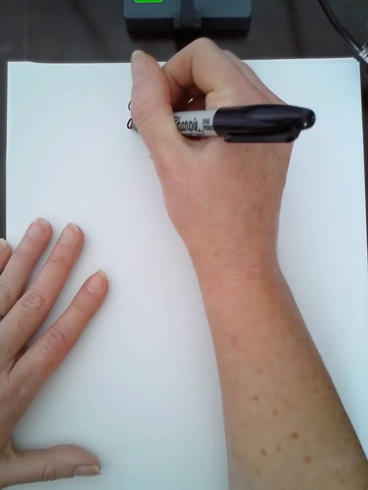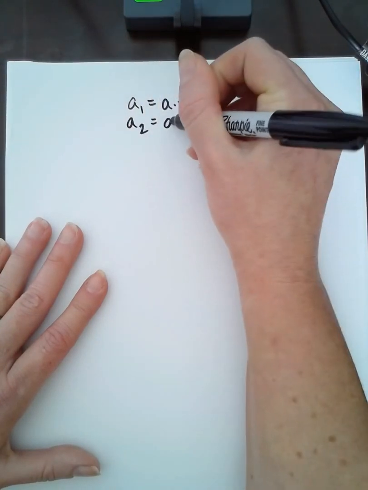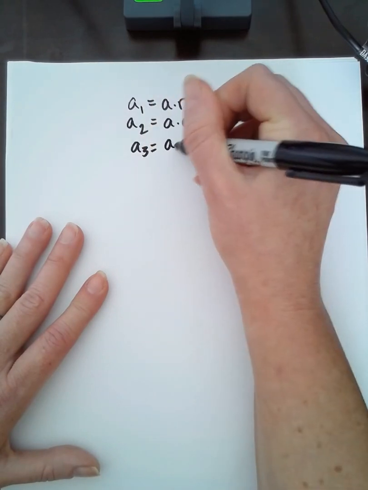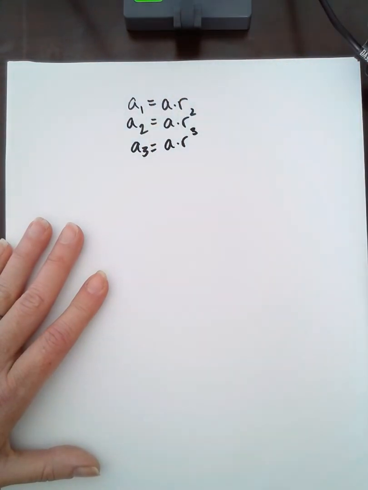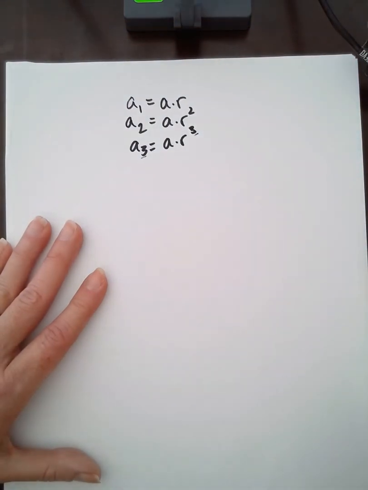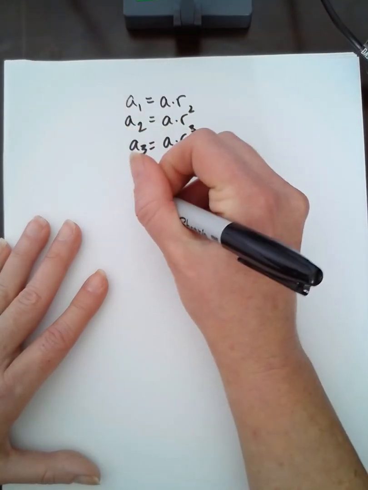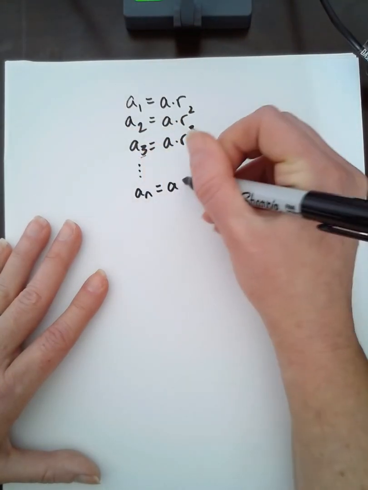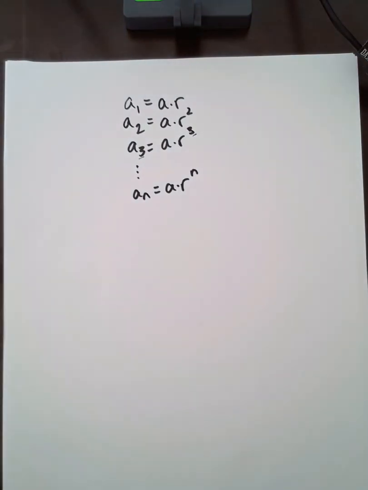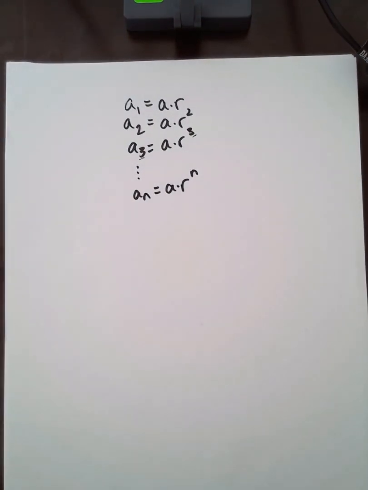Alright, so on with this. A sub 2 is a times r squared. A sub 3 is a times r cubed, because the subscript should line up with the exponent. So as we go on, a sub n will be a times r to the nth power. Now we want to add the terms of the sequence together.